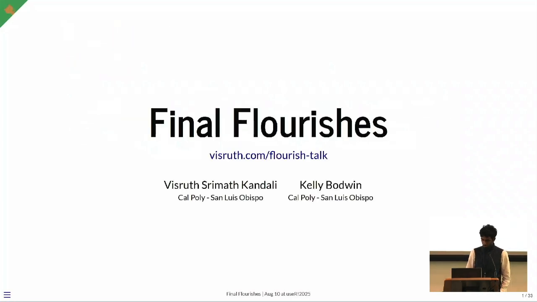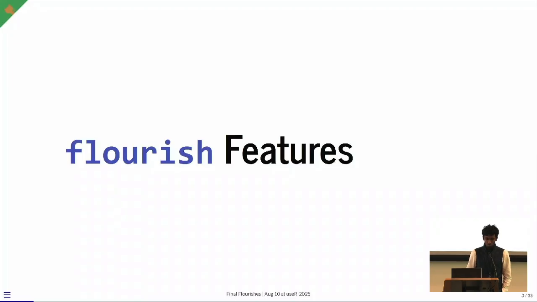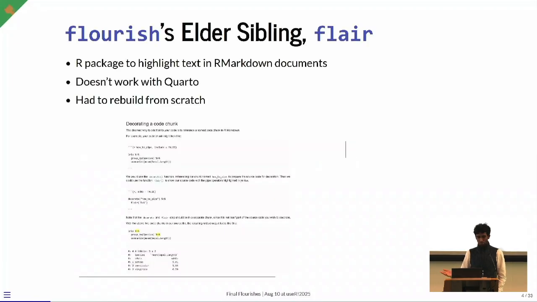So Flourish is related to Flair, which is an R package that some of you may have looked at before. It used R, obviously, and it highlighted text in R Markdown documents, but this wouldn't work with Quarto due to how Flair was built. So we had to rebuild it from scratch, and that's the main motivation.